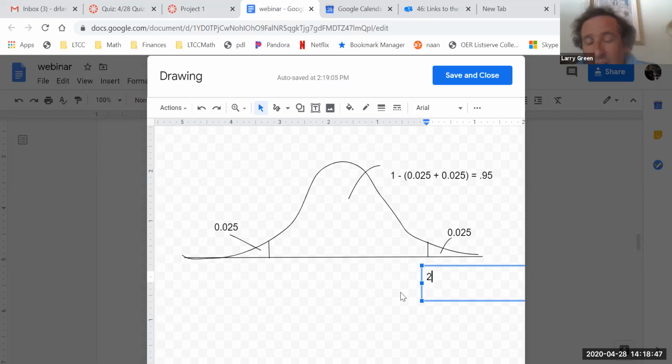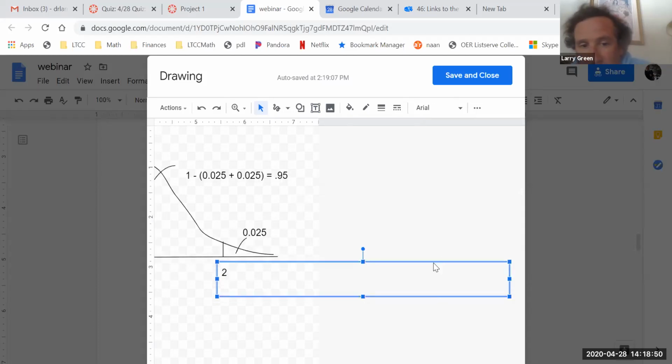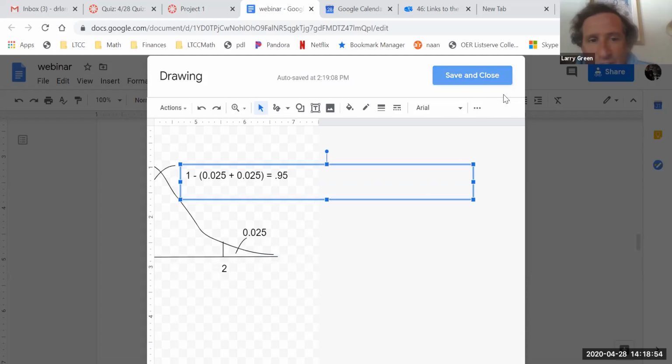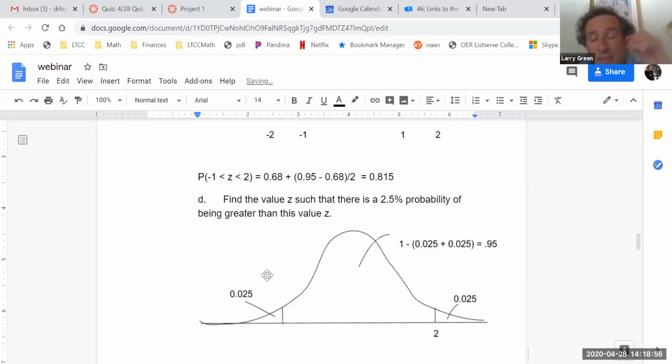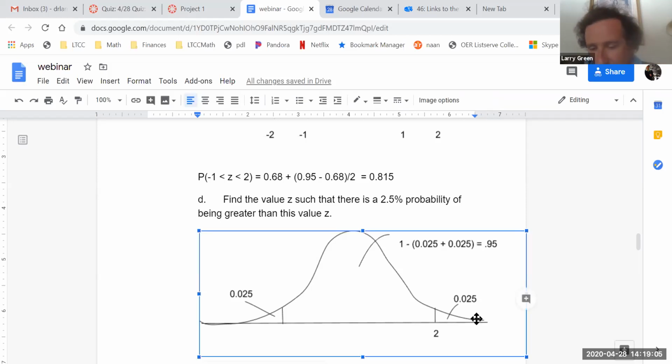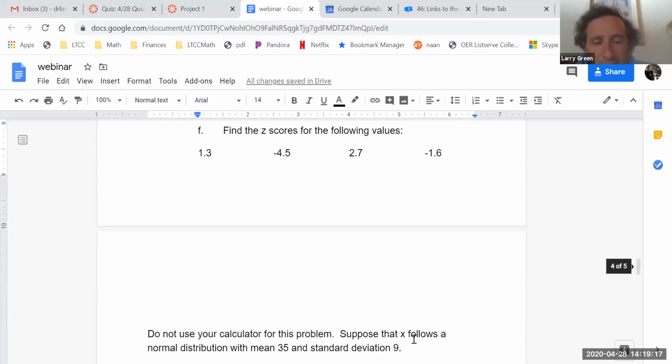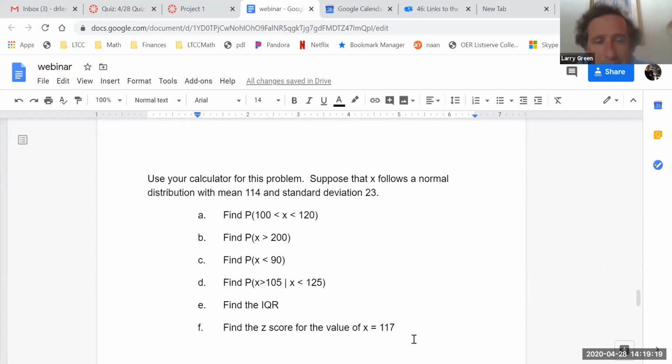Yeah, it's just a 2, because that's what the empirical rule says: we always get 2 standard deviations, or a z of 2, if the area is 95% in between -2 and 2. So the answer is z is 2. Any questions on that? Okay, I'm not going to do all these others because I only have so much time.